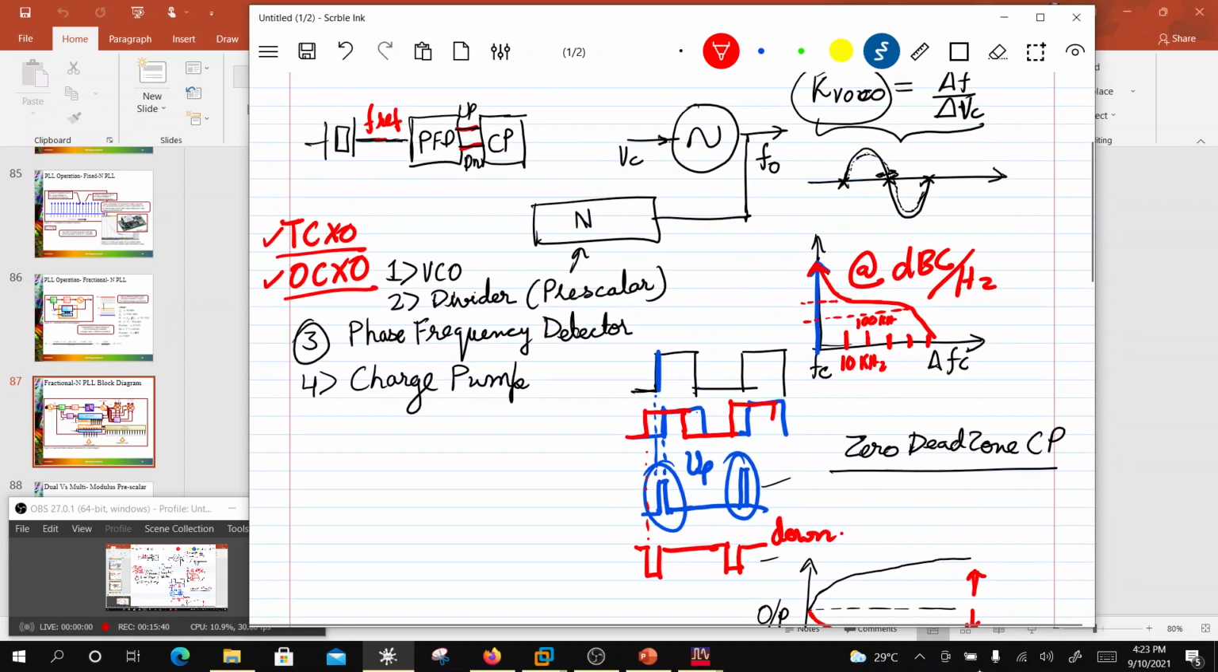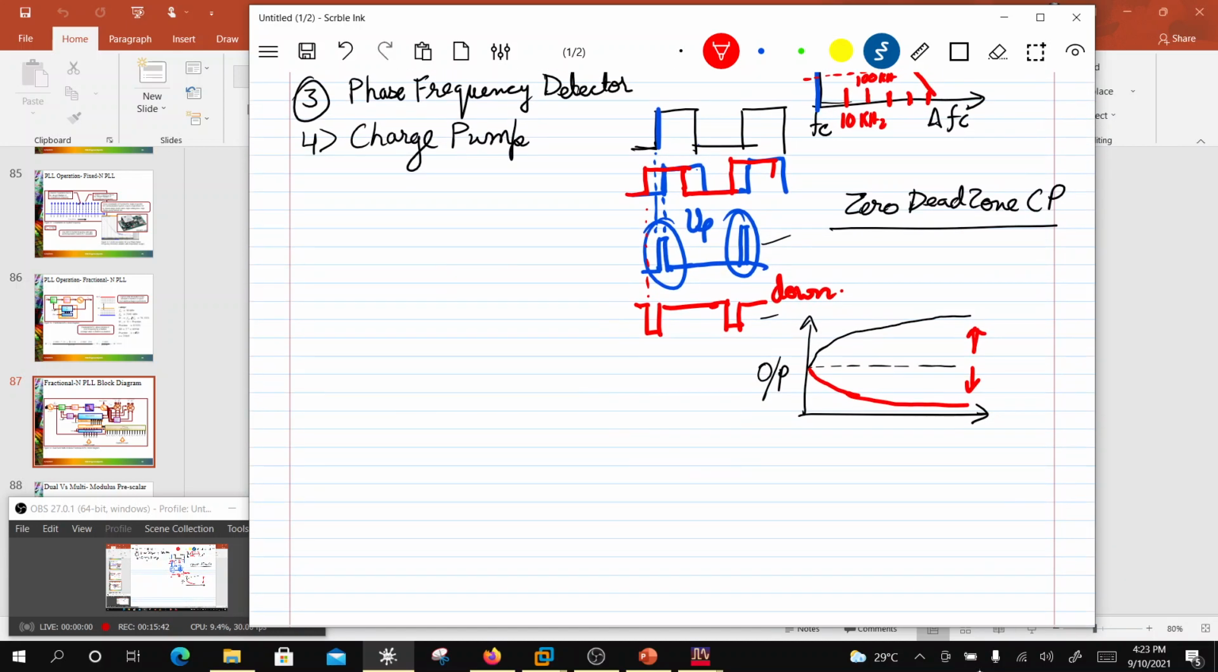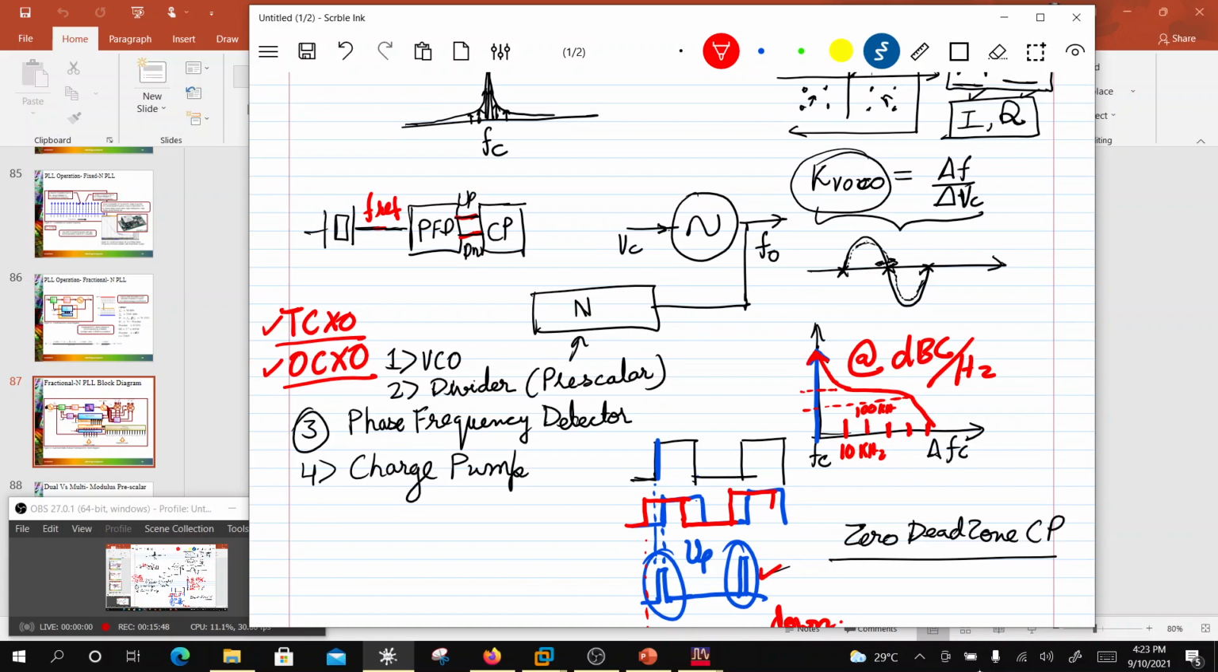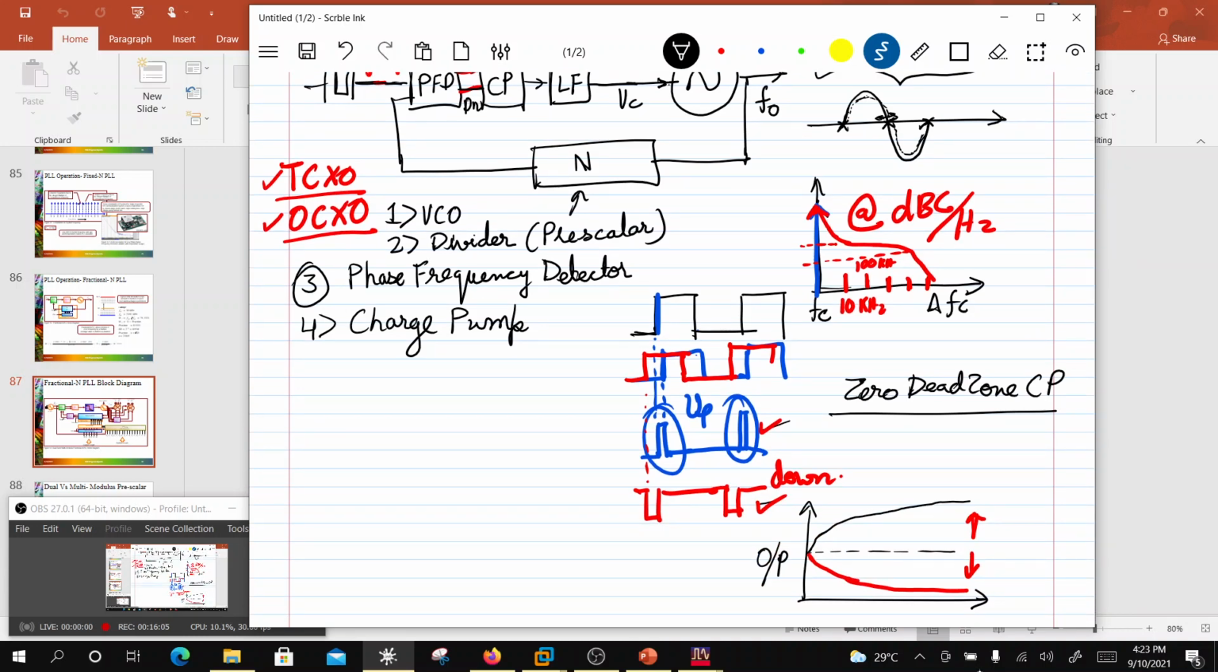Now the issue here is, this one is a high frequency, and when you integrate, you have to put in here a low pass filter. So following this, you have something called a loop filter or a low pass filter here, and the output of the loop filter is given to the control voltage, and this basically completes your phase lock loop. So you understand what's happening.